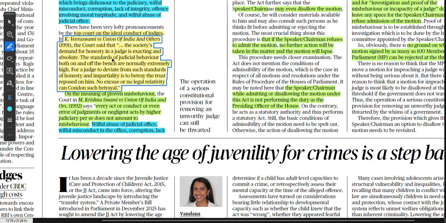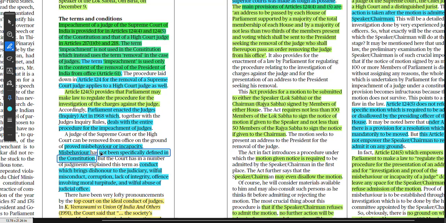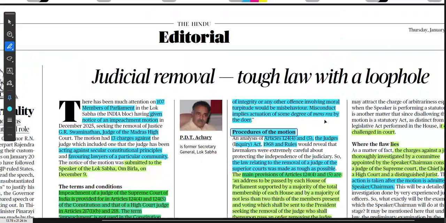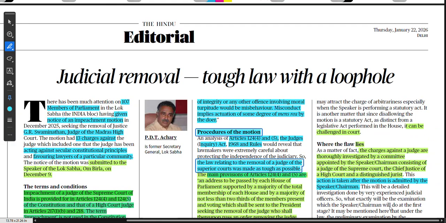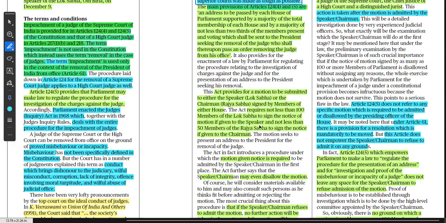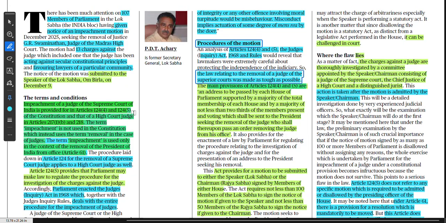Now there are a few judgments; you can read these things to understand what this means. Okay, proved misbehavior and incapacity. Now let us see other things. So now we'll discuss the procedures of the motion. Okay, now what are the procedures of the motion?